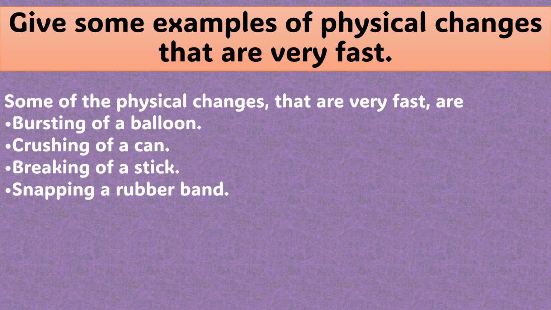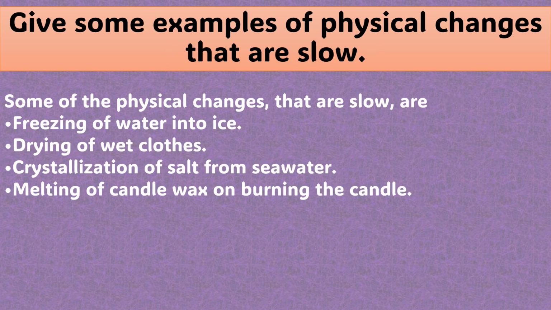Question number 13. Give some examples of physical changes that are very fast. Answer. Some of the physical changes that are very fast are: bursting of a balloon, crushing of a can, breaking of a stick, snapping a rubber band. Question number 14. Give some examples of physical changes that are slow.